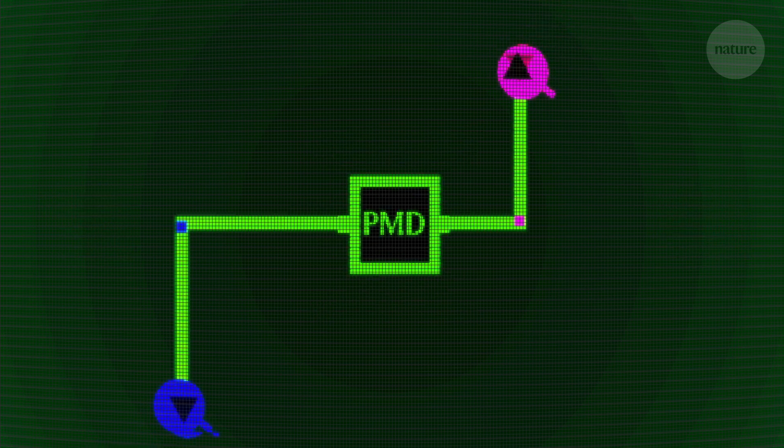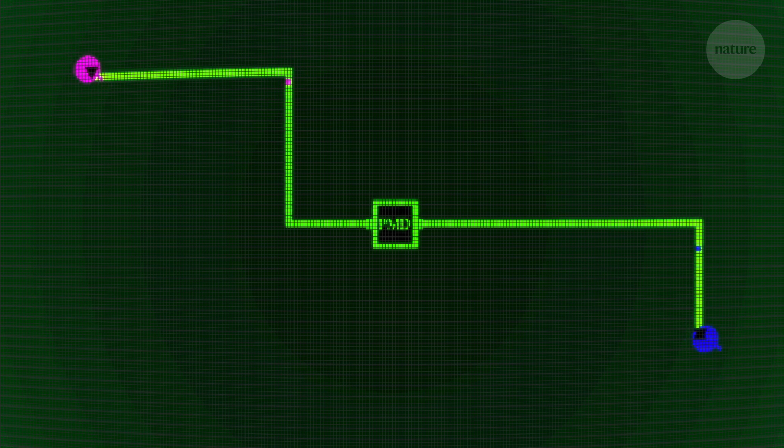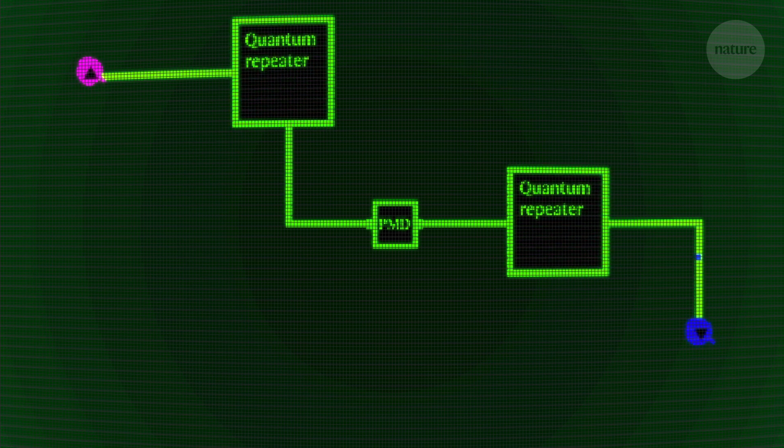Photons can travel down fiber optic cables. That allows you to entangle qubits that are up to a few tens of kilometers apart. But move the qubits too far apart, and the photons can get lost. The likelihood of your qubits becoming entangled decreases the further apart they are. What you need is a relay station. Enter the quantum repeater.